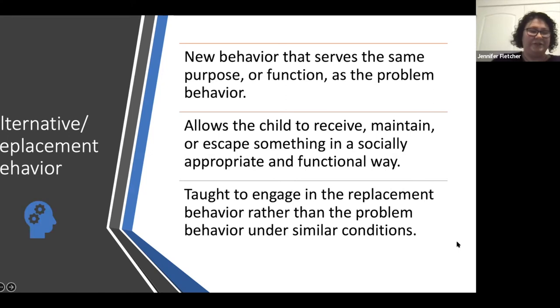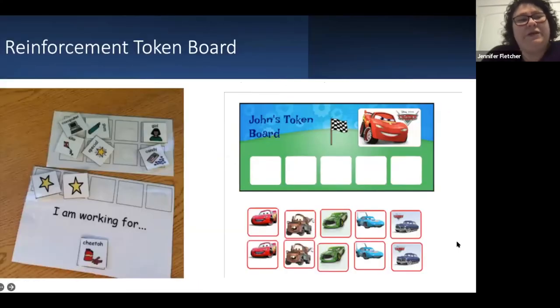All right, there are some additional ideas that we can talk about. Using reinforcement: I like using reinforcement token boards for a lot of things. Especially with homework, it's really nice because they can see just how far they have to go, how many more tasks or how many stars they need. You're also reminding them what they're working for. In this case, it looks like they're working for Cheetos.